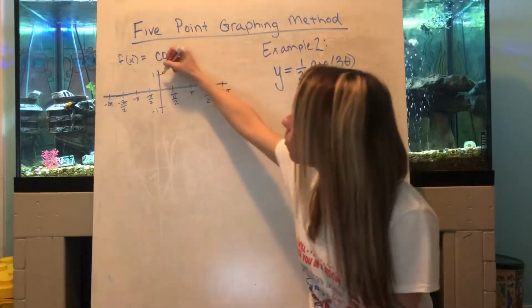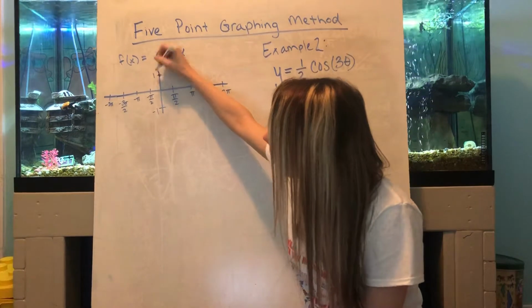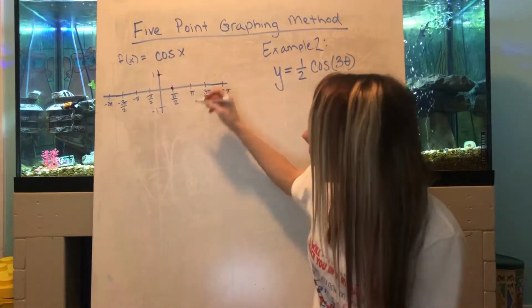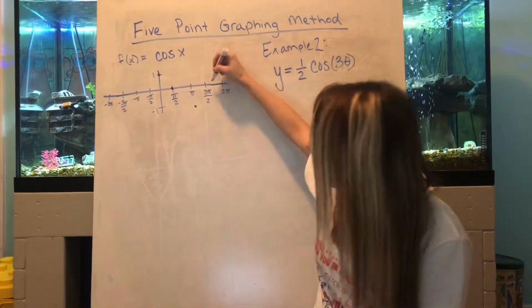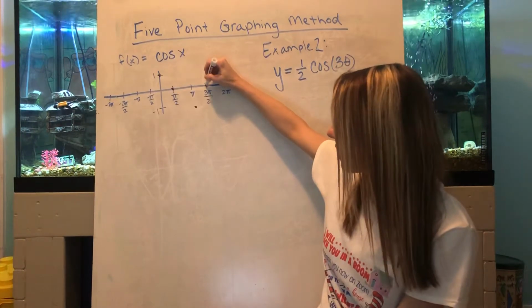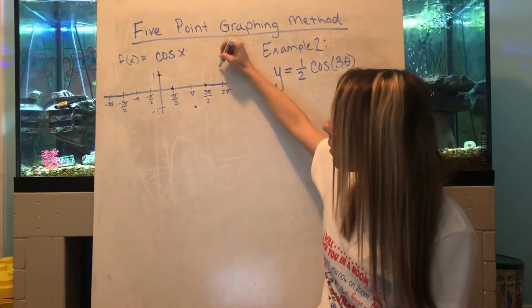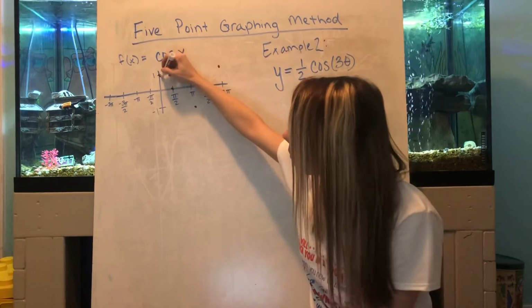Cosine at 0 is 1. At pi over 2 it's 0. At pi it's -1. At 3 pi over 2 it's 0, and then at 2 pi it's 1. And so that's one full period.